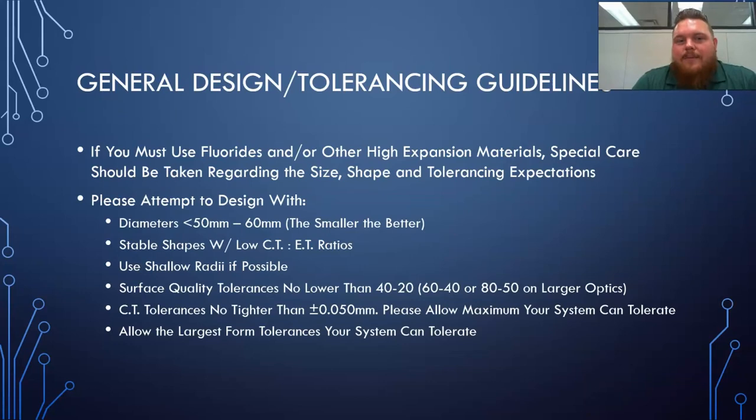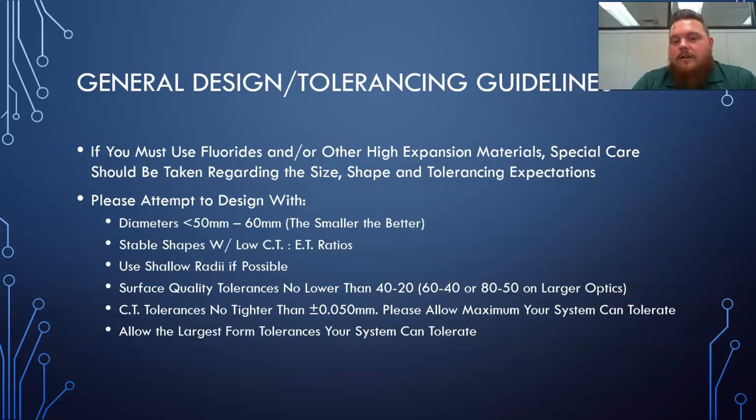So to kind of start wrapping everything up here, I just kind of like to again go over some general design or tolerancing guidelines. We pretty much discussed all these at this point, but I'll just go over and reiterate them one more time. So again, try to keep those diameters as small as possible, but most definitely smaller than the 50 millimeter to 60 millimeter range is best on our end. Try to use those stable shapes that have an edge thickness to center thickness ratio very, very close to 1. If at all possible, please use at least one shallow radius, which again is a radius smaller than 60 degrees in total included angle. If you do have the option, please use 2 radii that are smaller than 60 degrees in included angle, but most definitely please try to use 1.